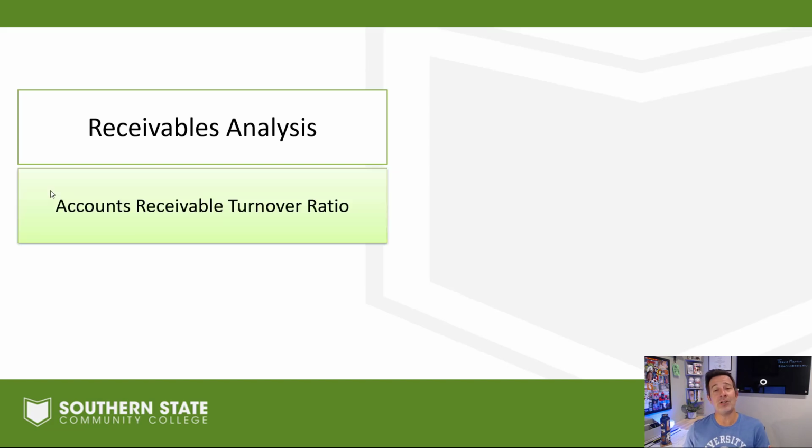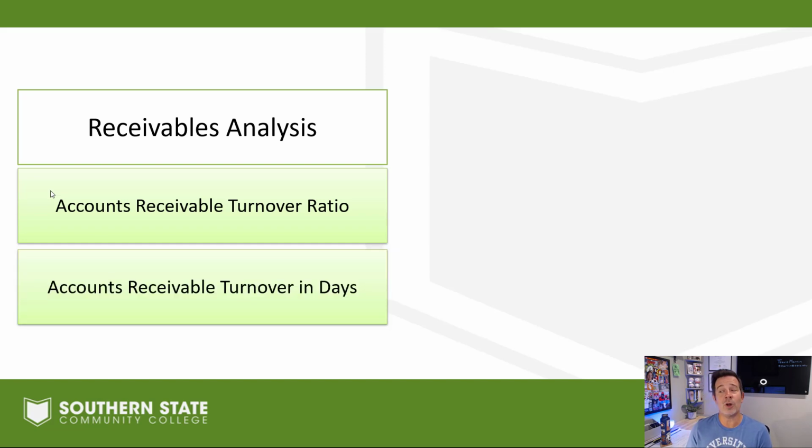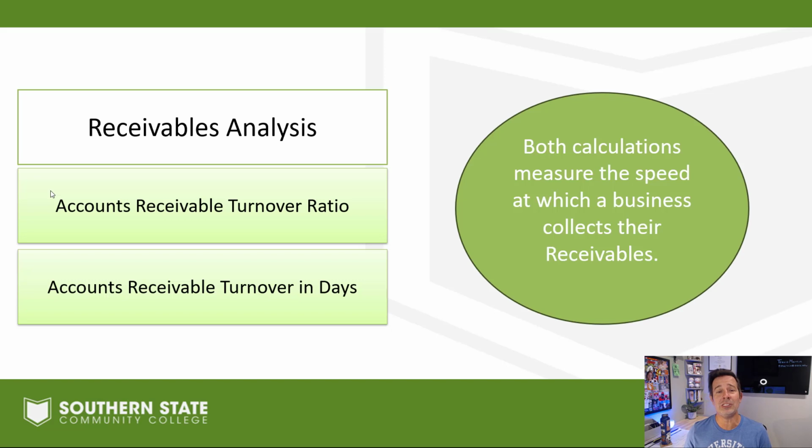We have two different ratios that we're going to learn to calculate: accounts receivable turnover ratio and accounts receivable turnover in days. Both calculations are going to measure the speed at which a business collects their receivables. The idea being the quicker the better. We want to turn that IOU into $1 into our hand as quickly as possible. And so really these two calculations are two different ways of saying the exact same thing.